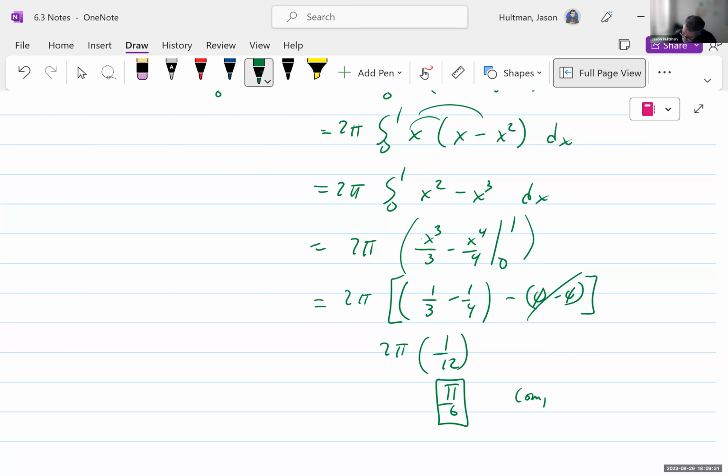And you could compare this to problem number 5 in 6.2, and we do get the exact same result. If we look at problem number 5 in our 6.2 notes, it's the exact same result, pi over 6. But there we had to solve for x and then use the washer method.